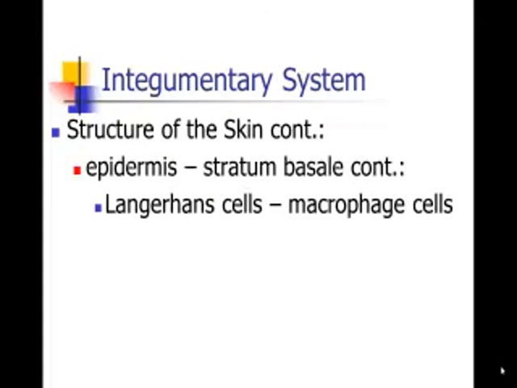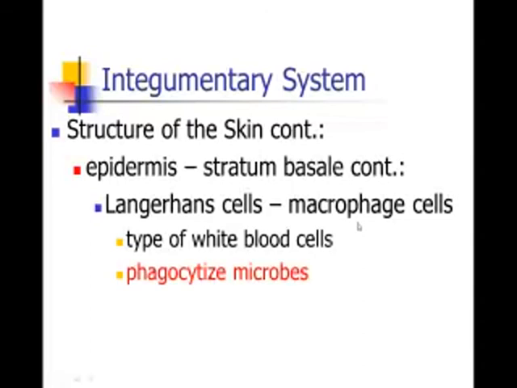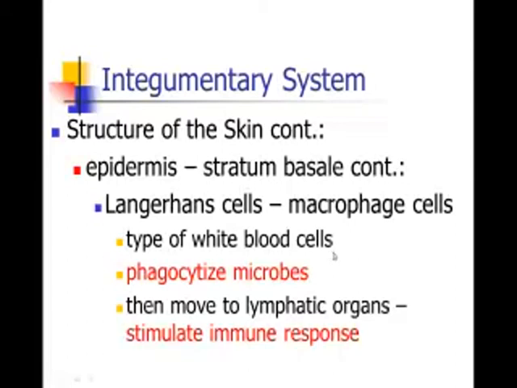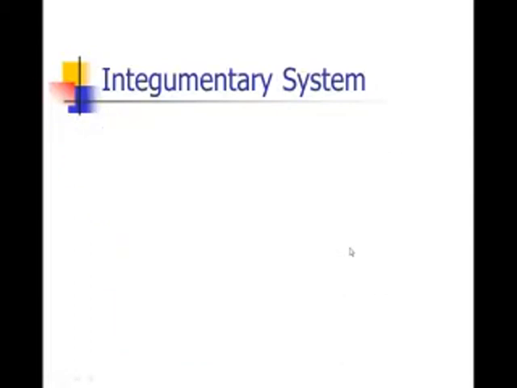The Langerhans cells. Langerhans cells are macrophage cells. And we can look at that macrophage. It means something, right? Macro means large. And phage means to eat, which is one of Pansy's favorite occupations. They're a type of white blood cell, and they phagocytize microbes. This is an important part of our immune system. When they do this, they move toward the lymphatic organs, and when they get to the lymphatic organs, they stimulate an immune response.